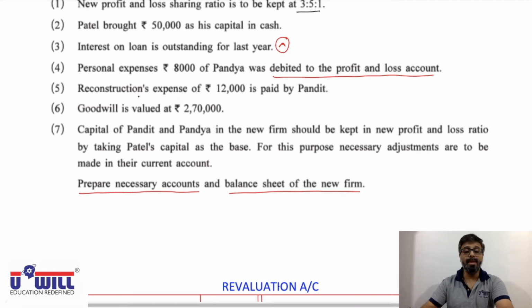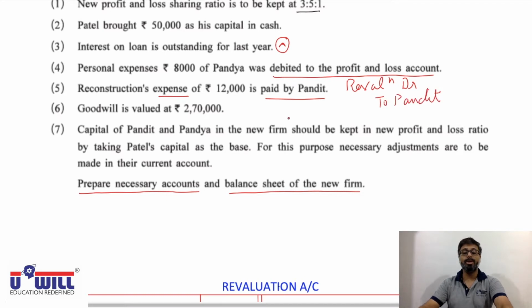Fifth adjustment. Reconstruction expense of 12,000 is paid by Pandit. Now reconstruction expense paid by Pandit, first of all expense. So revaluation account debit for expense, and paid by Pandit. So Pandit is the giver, credit the giver to Pandit's capital account. Okay, the journal entry, this is also a new adjustment. Reconstruction expense is an expense, debit all expenses and losses. So revaluation account debit for the same. Pandit is the giver, credit the giver to Pandit's capital account.